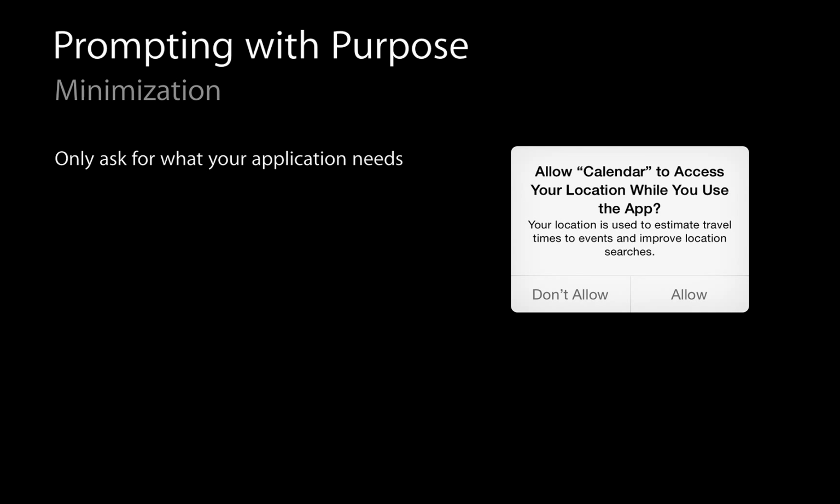The last and fifth principle is minimization. And this one's super simple because it's exactly what it sounds like. If you don't need access to that data, then you shouldn't ask. Scared users are more likely to tap Don't Allow.